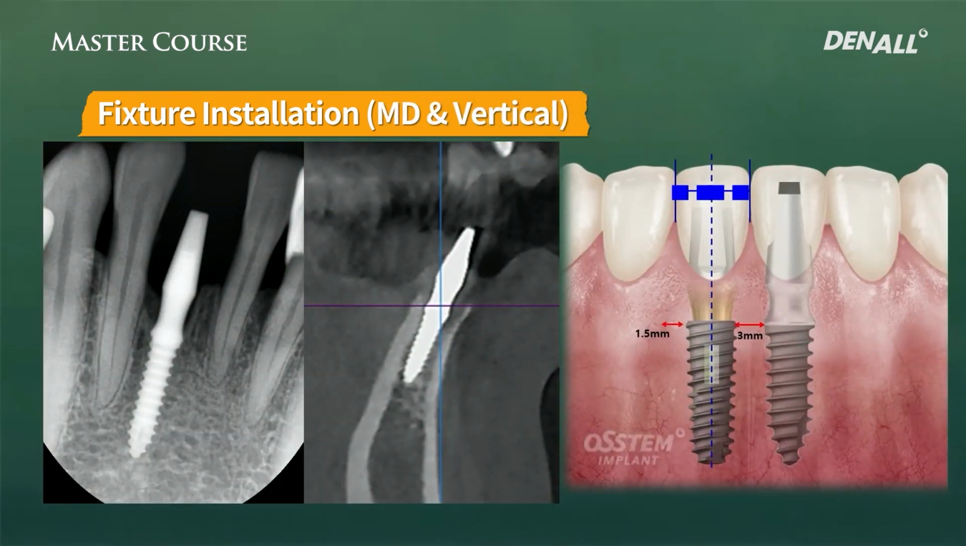Second, mesiodistal and vertical. The appropriate distance between a natural tooth and implant is 1.5 millimeters. That is what we are saying. So that's an appropriate mesiodistal distance, but it is not easy to have that distance in the mandibular anterior. It's because in the anterior region, the gaps between teeth are very narrow, and according to various literature, if the distance is 1 millimeter, it is still okay.